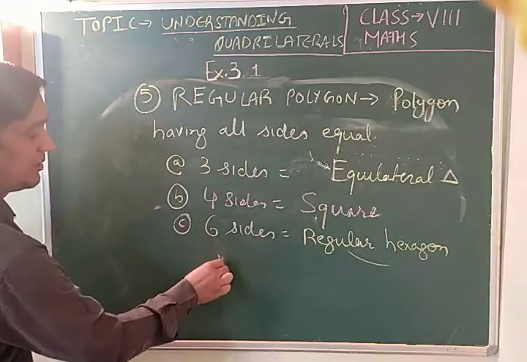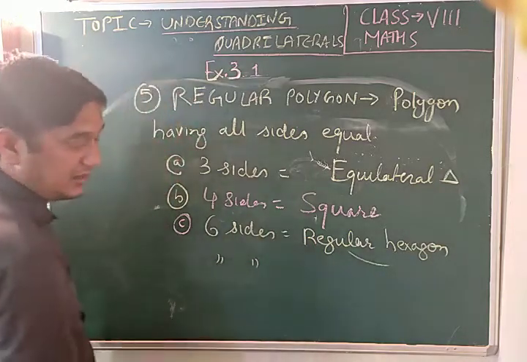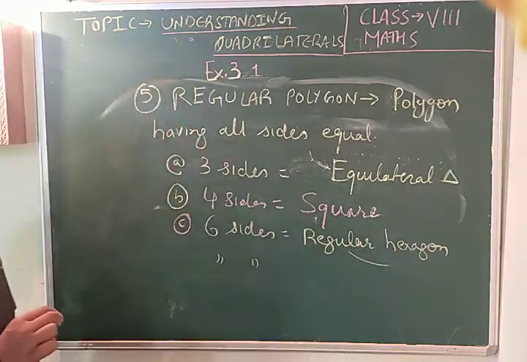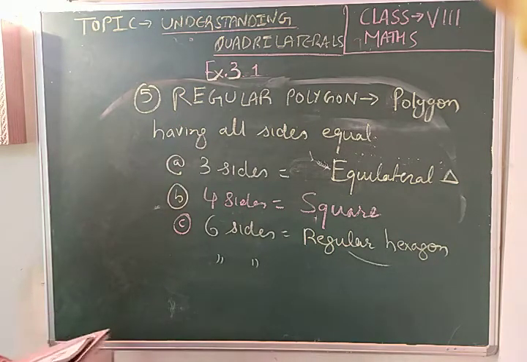Similarly, and so on. If 8 sides are equal, then regular octagon. Regular nonagon. Understood, children?